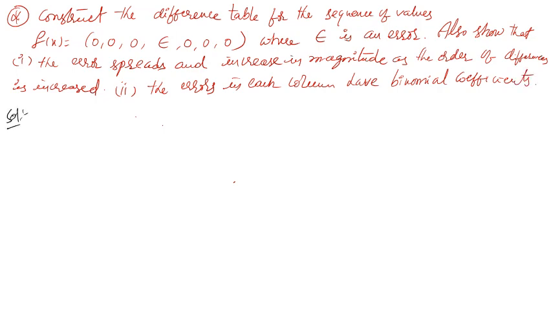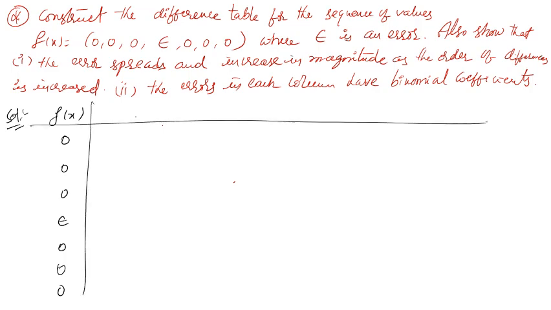So, solution. First, what are the function values given? Let me draw the table first. F of x: three zeros, epsilon, three zeros, right? Let me draw the difference table, forward difference table. I am considering forward. What is the difference between this 0 and this 0? 0. This is nothing but f0, f1, f2, f3, f4, f5 and f6.